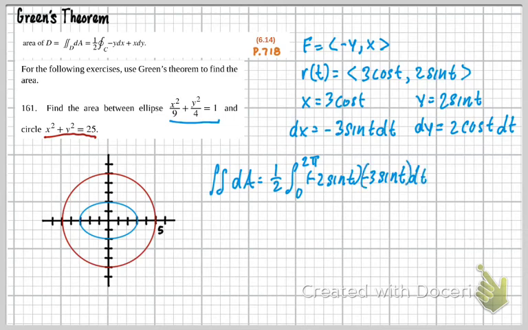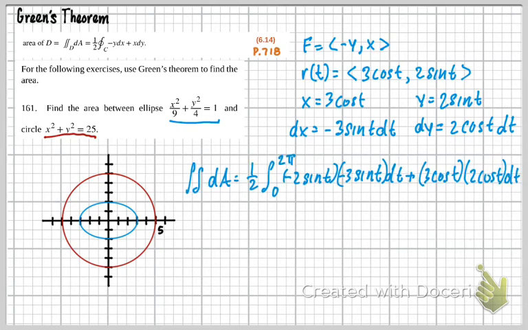And it's a times there. So then I have a plus, which is here. And then I have my x. So then my x is going to be 3 cosine t. And then my dy then is going to be 2 cos t dt. All right, so there's our setup here for this one. I should have moved it over just a little. Okay, there it all is.